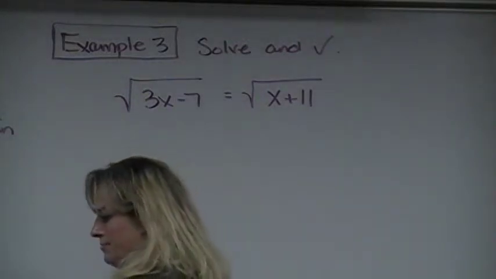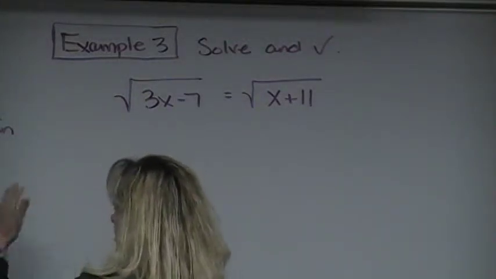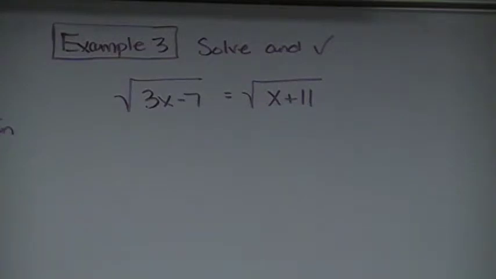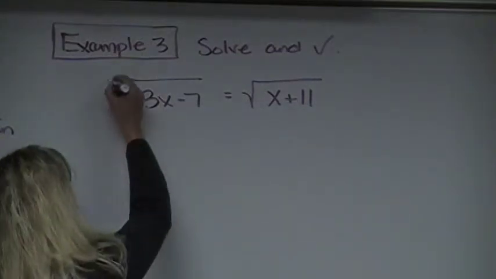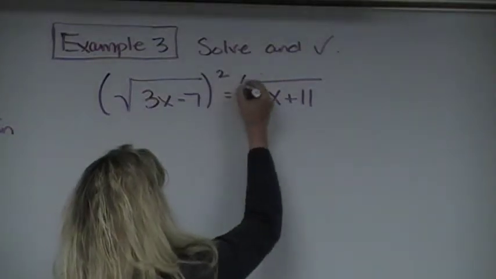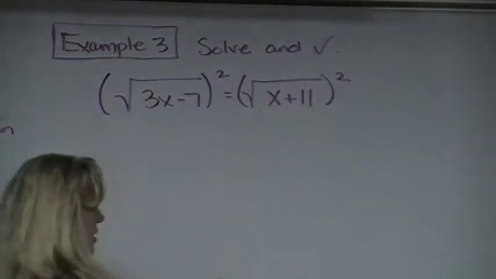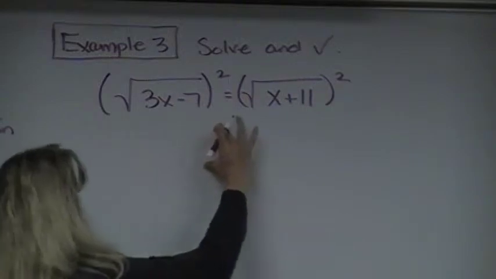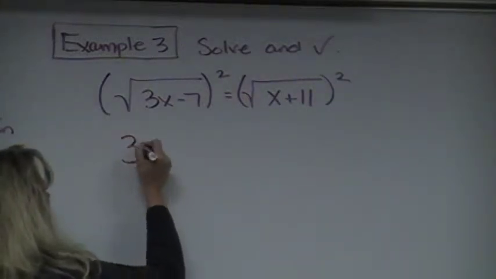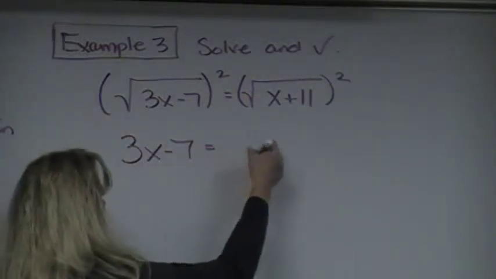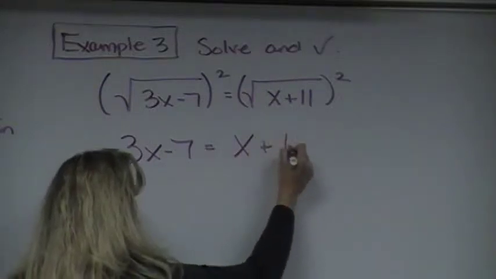because they're already isolated. Okay? So what do I automatically do now to both sides? Square both sides, exactly, because that removes the square roots. By squaring both sides, I've removed the radicals already. So what am I left with over here, class? 3x minus 7. Good, Brennan. 3x minus 7 equals x plus 11. Good.